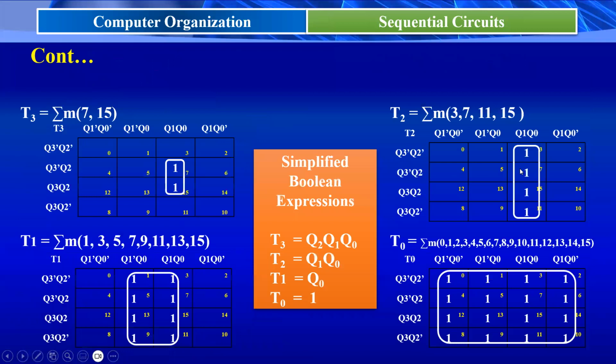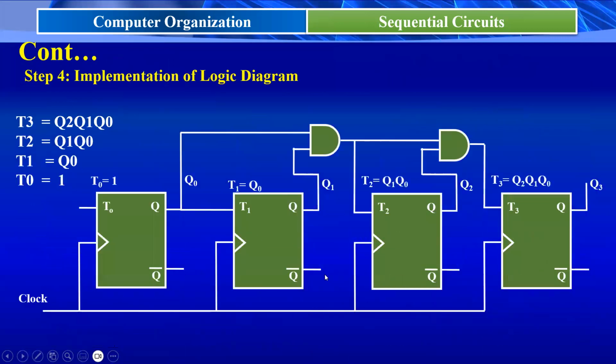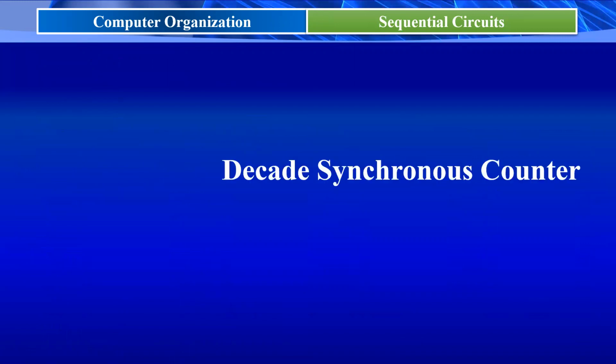Again, from this excitation table, we write our flip-flop input expressions. Those should be simplified by using K-maps, and then we get these types of expressions. By using them, we implement the logic diagram like this. The procedure is the same as what I used for the previous 3-bit synchronous counter. And next, coming to the decade counter.